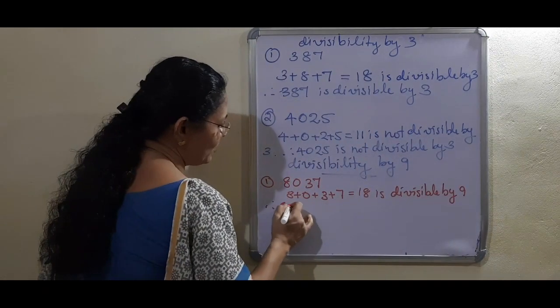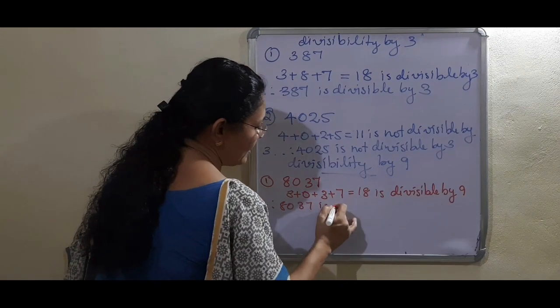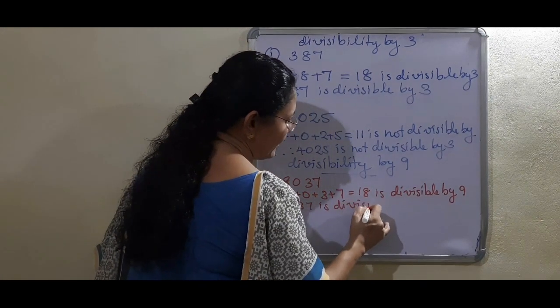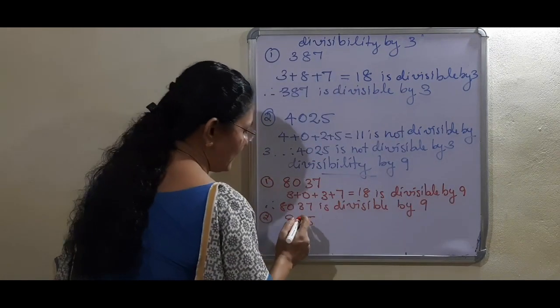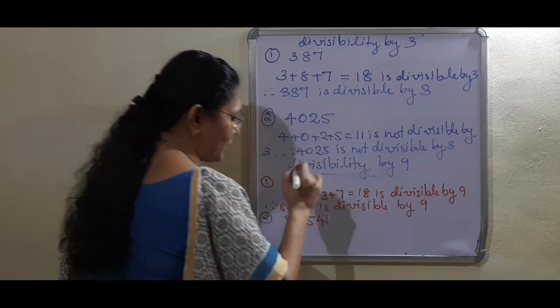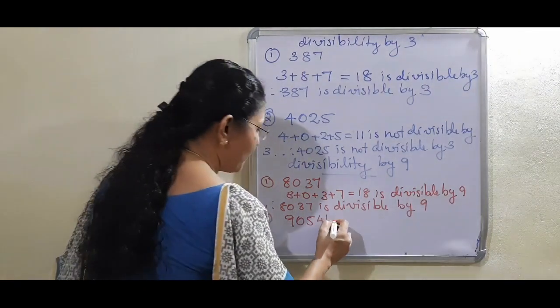Therefore, 8037 is divisible by 9. Second question, 90,541. Now you look here.